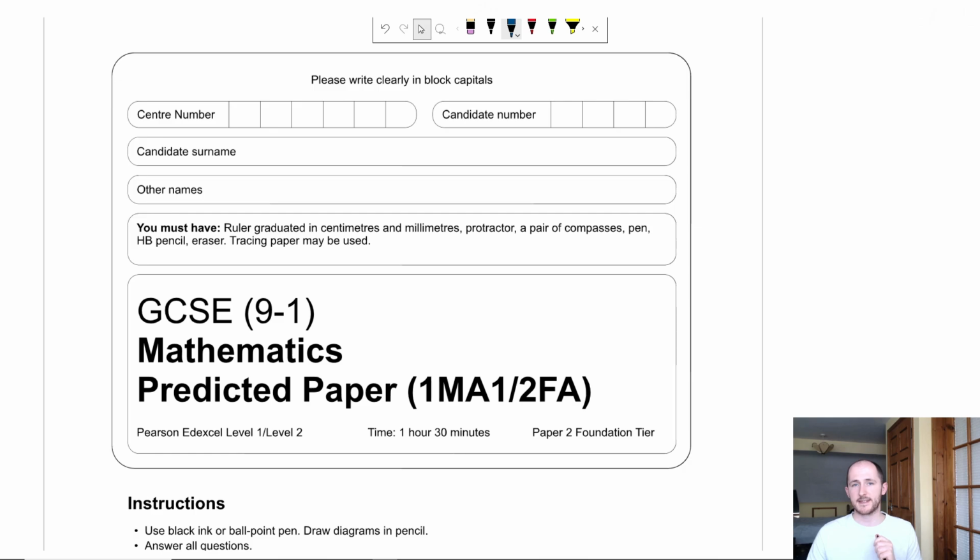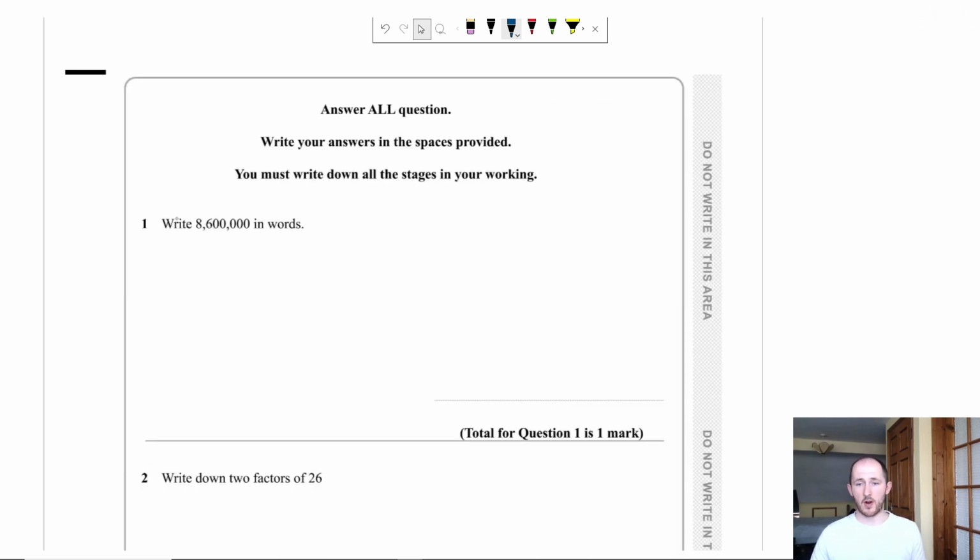The first question is to write 8,600,000 in words. I can't read it out without giving you the answer, but you literally just write it out. So, 8 million. And I'll go through exactly how you figure this out in a second.